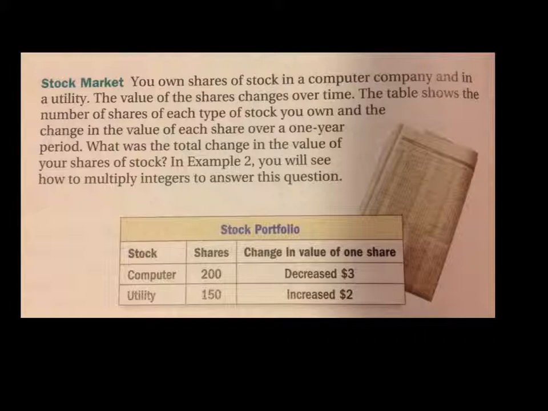Let's use what we've learned about multiplying integers to address this word problem. You own shares of stock in a computer company and in a utility. The value of the shares changes over time. The table shows the number of shares of each type of stock you own and the change in the value of each share over a 1-year period. What was the total change in the value of your shares of stock? In this next example, we're going to see how to multiply integers to answer this question.